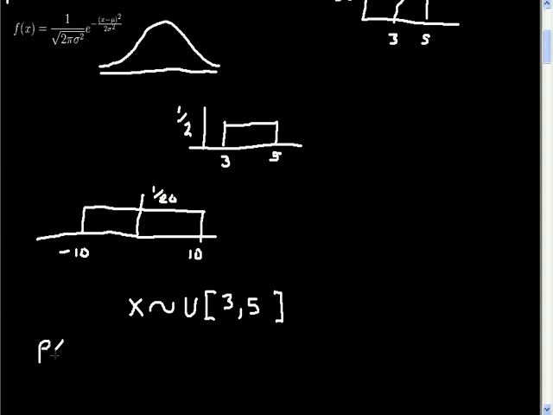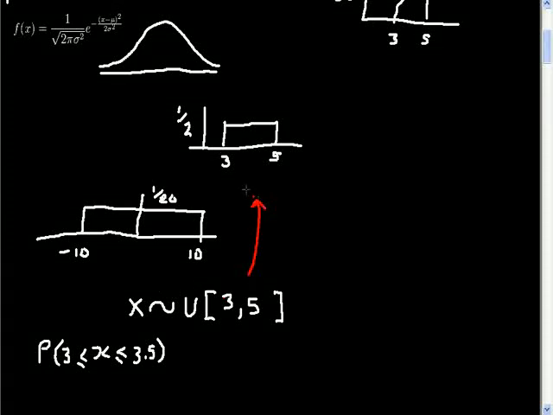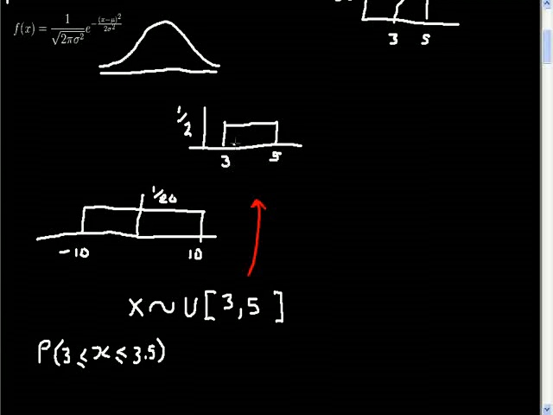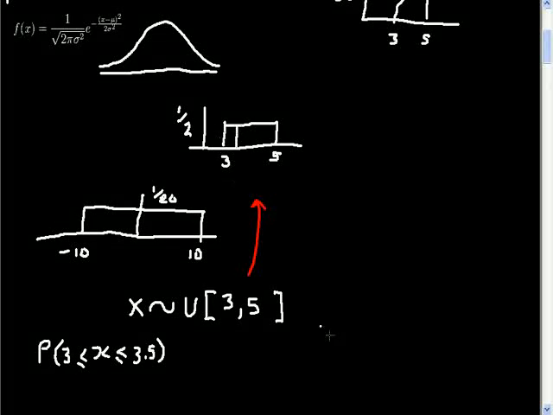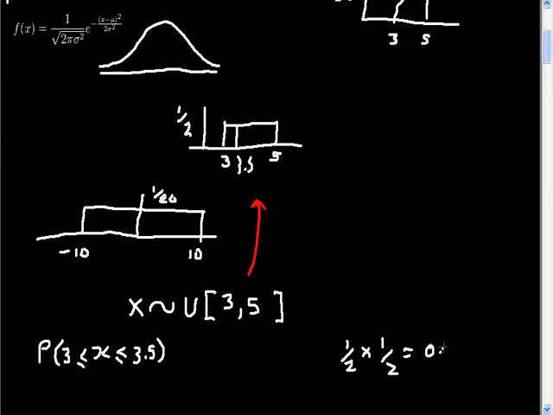A question would be: what's the probability of x being greater than or equal to 3 and smaller than 3.5? You'll have to work out the equivalent area. I'll just use this graph here. It's 3 to 3.5, so I want the area between those two values. You're working out the area of the rectangle: height a half, times width another half, because 3 to 3.5 is half a unit. That gives 0.25. So the answer is 0.25.